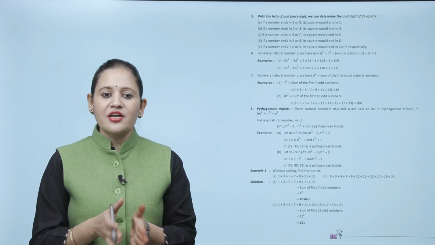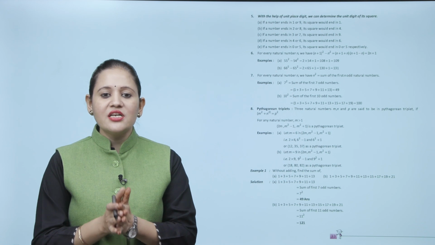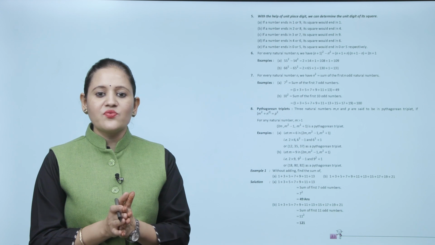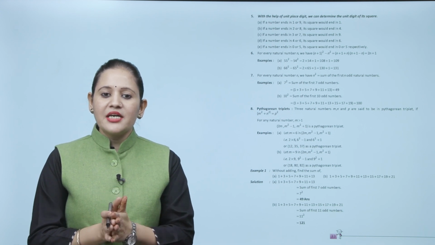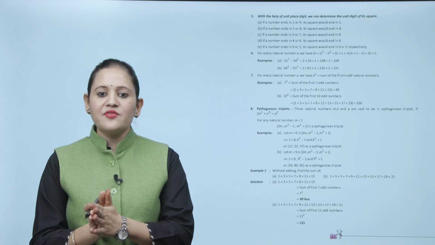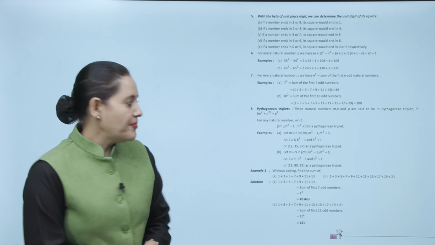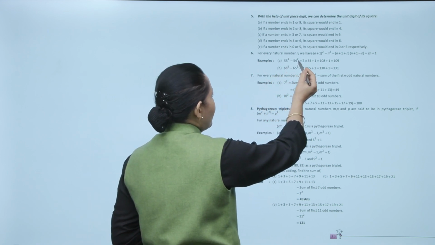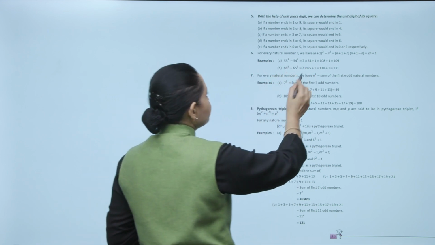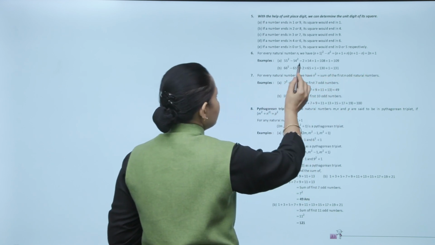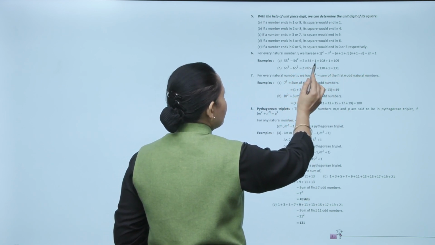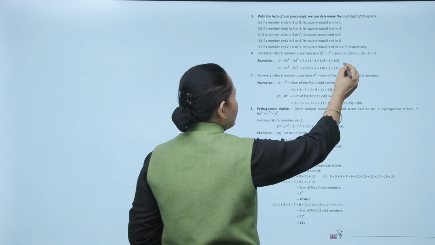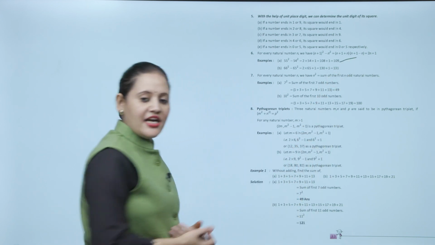For every natural number n, we have (n plus 1) square minus n square, that is equal to (n plus 1 plus n) multiplied by (n plus 1 minus n), which equals 2n plus 1. For example, if we talk about 55 square minus square of 54, that is 2n plus 1, meaning 2 into 54 plus 1, that is 108 plus 1, equals 109.